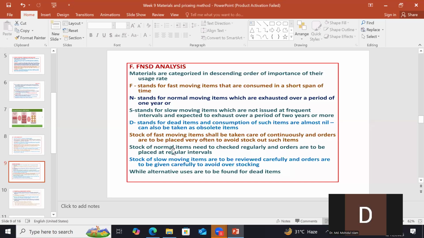Another category, D category, means dead items or expired items. Dead items we cannot use because the date has expired or they are damaged. So on the basis of use of product we can categorize it by FNSD analysis. This is the FNSD analysis of product.